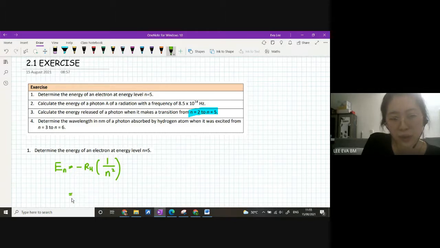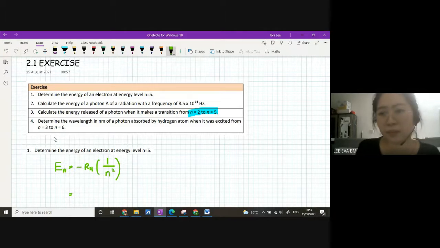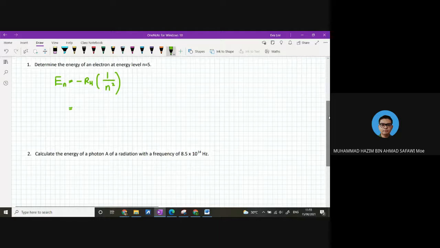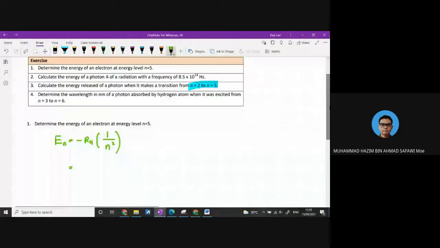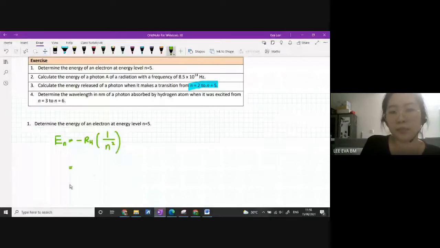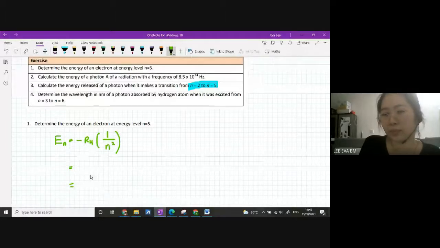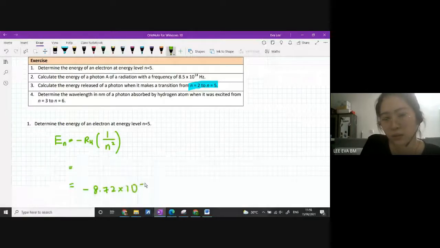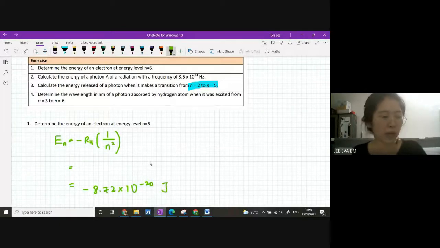and I want to check your answer also. Madam, ni question 2 kan? Kita bincang sekarang ni. Question 2. Untuk first part, madam hanya ada 4 soalan saja ni, soalan yang pertama. Okay, see whether you got this value or not. And don't forget the unit for energy is in joule.